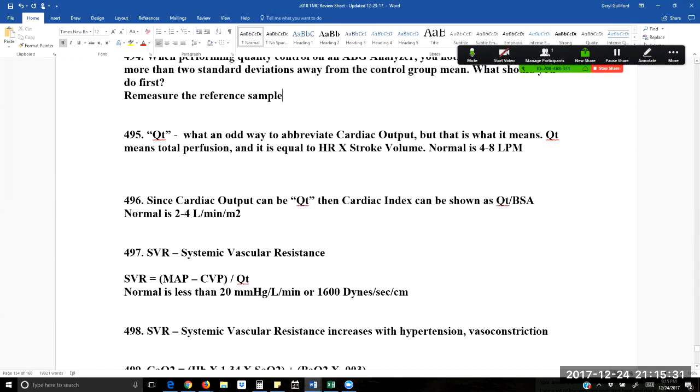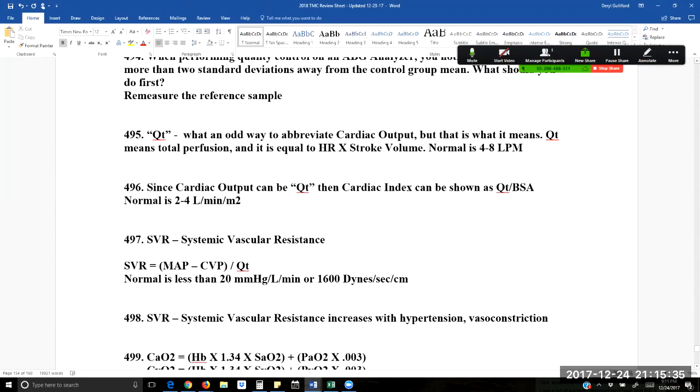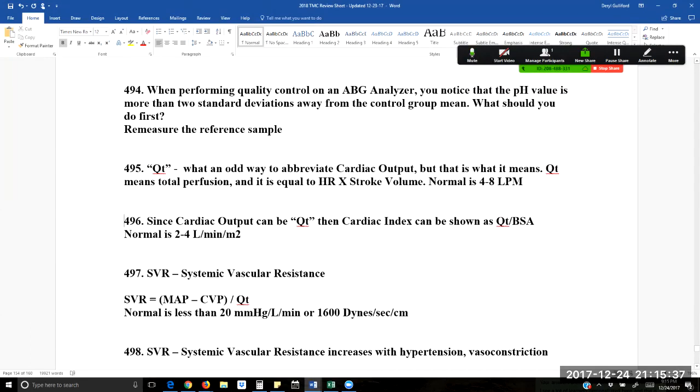This one I still consider very odd. I understand how it happened, but I just think it's very odd that QT means cardiac output. What that means is Q is perfusion, okay, and T is total. So total perfusion, meaning cardiac output. But you need to know, because on the test, when you see QT, you just need to realize that that's cardiac output. Cardiac output is equal to heart rate times stroke volume, and normal is about 4 to 8 liters per minute.